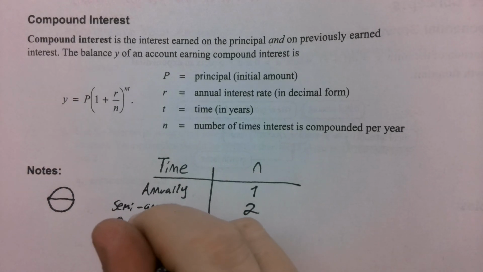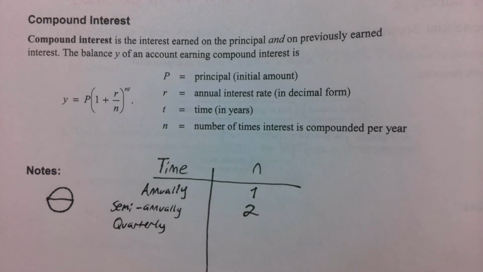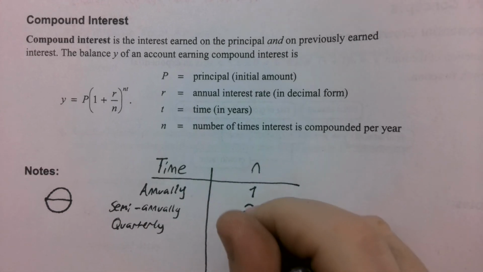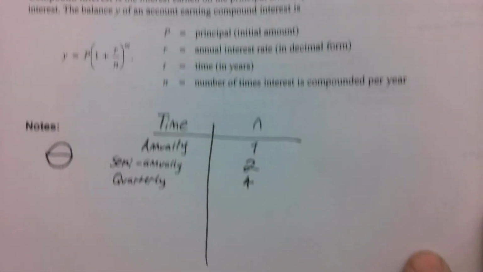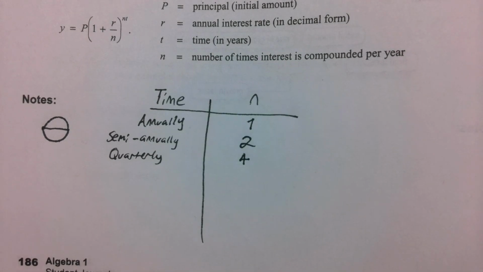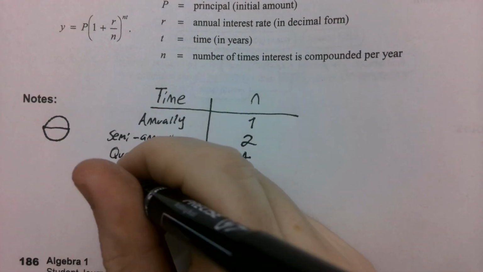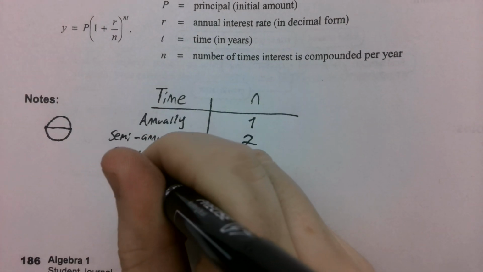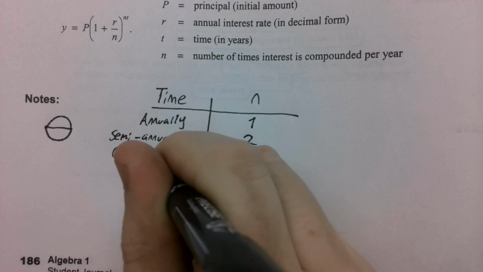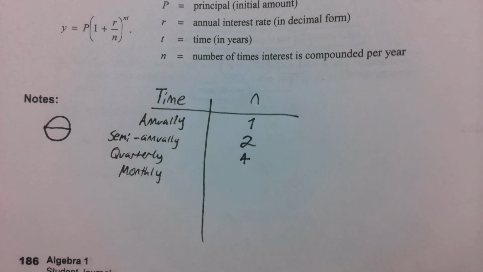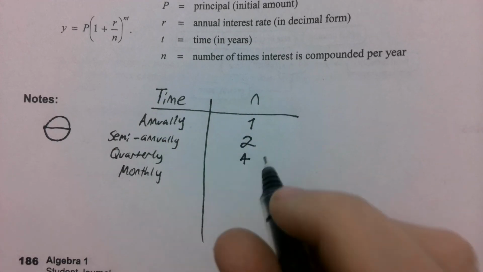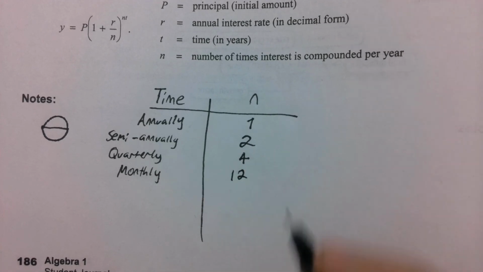What about quarterly? This is one that most people can be familiar with. Quarterly means you're getting it every quarter of a year, or 4 times per year. Maybe once in the winter, once in the spring, once in the summer, once in the autumn. What if we said you're getting your interest monthly? How many times per year would that be? Well, there are 12 months in a year, so you'd be getting it 12 times.